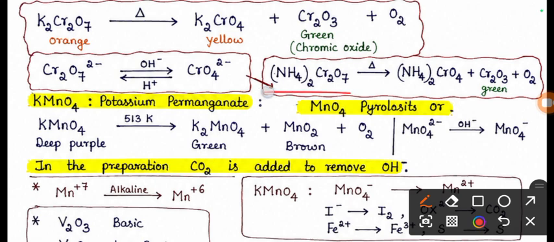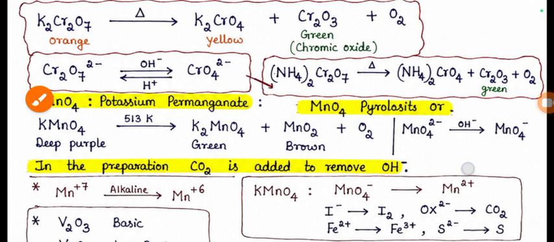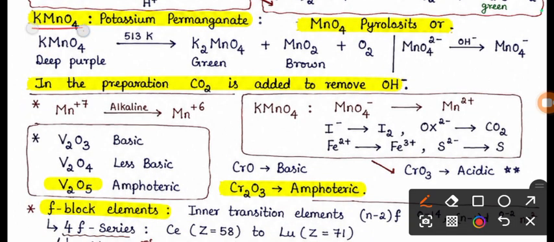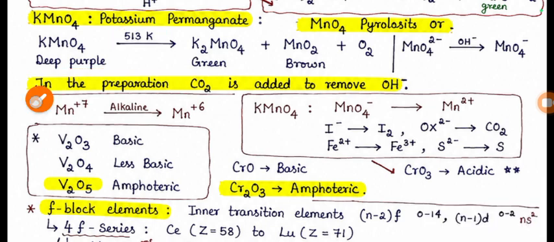And ammonium dichromate on decomposition converts to ammonium chromate and the formation of green color chromic oxide with the release of oxygen gas. And potassium permanganate, formula KMnO4. To prepare potassium permanganate, we can use pyrolusite or MnO2. And when you decompose potassium permanganate, which is deep purple color, at 513 Kelvin, it will convert to green color potassium manganate K2MnO4, along with the formation of brown color MnO2.